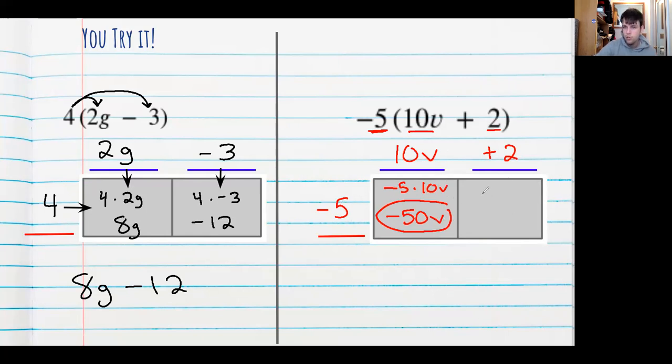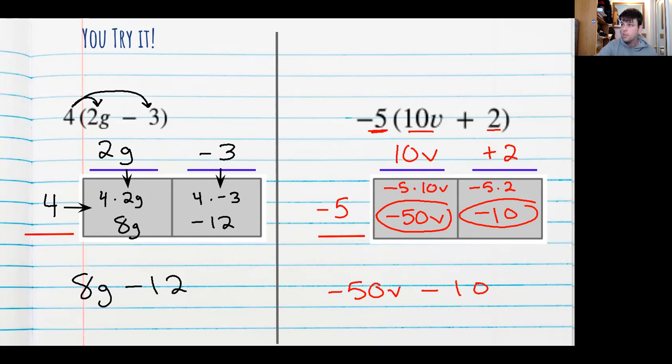Negative 5 times 2, negative 5 times 2. When we multiply that out, we get negative 10. So those are going to be the two pieces for our answer, for our area. We get negative 50v minus 10. Again, we could write it as plus negative 10, but let's just use fewer symbols whenever we can. And those are our two answers. Hopefully you were able to get those.